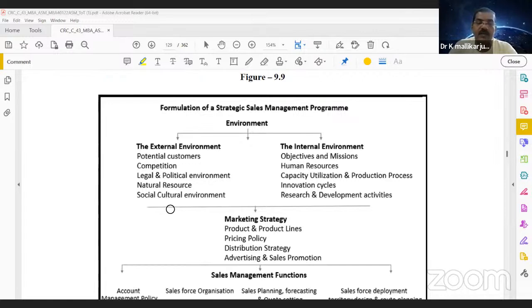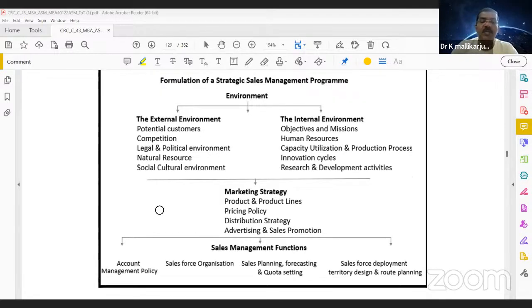Then the marketing strategies: what kind of product the company has to produce. What is the product line, right? How many products do they want to produce? What the product line is is also most important. Pricing policy. I talked earlier, it's a competitive market. The customer is king in the market. A fair pricing policy is also required, right?